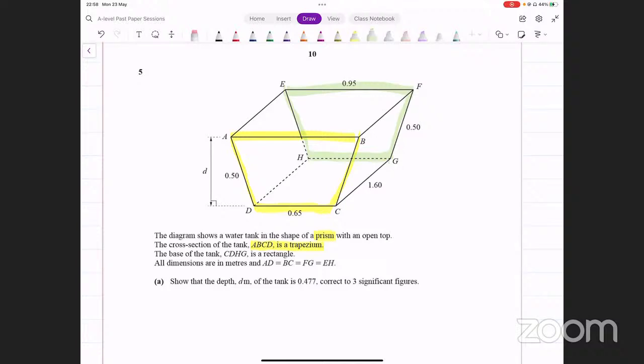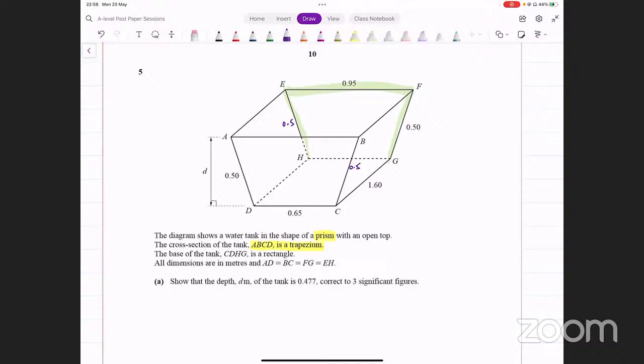AD equals BC, AD equals BC, okay, and FG and EH. Okay, so you're basically given that these sides are all equal. This is 0.5. This is also 0.5. And this is also 0.5. Trapezium की जो आपकी जो sides वाली slant heights हैं, they are all equal in length.